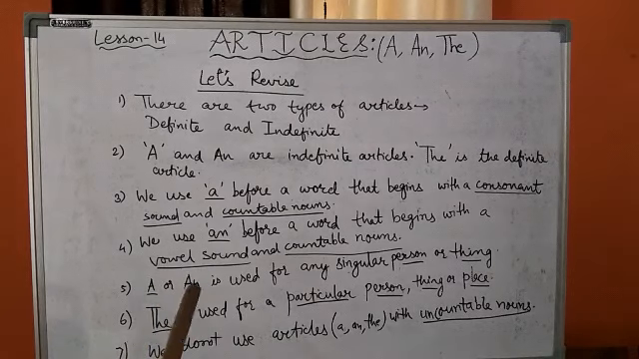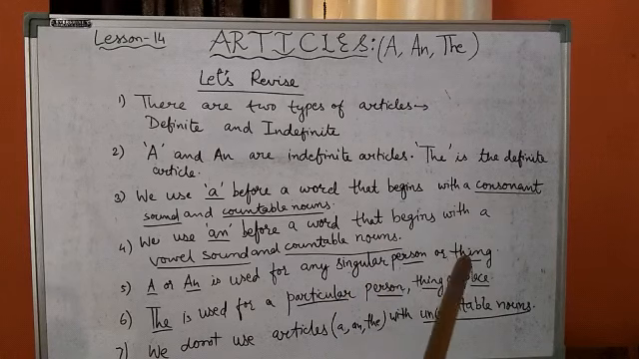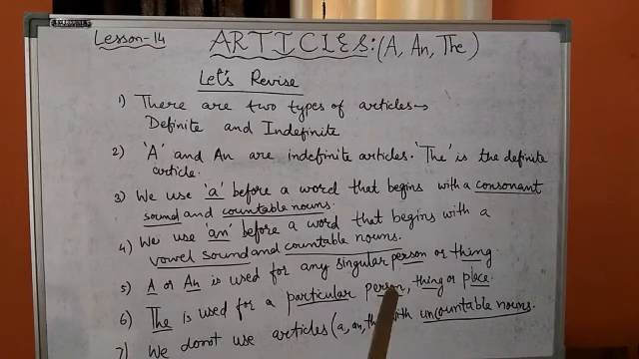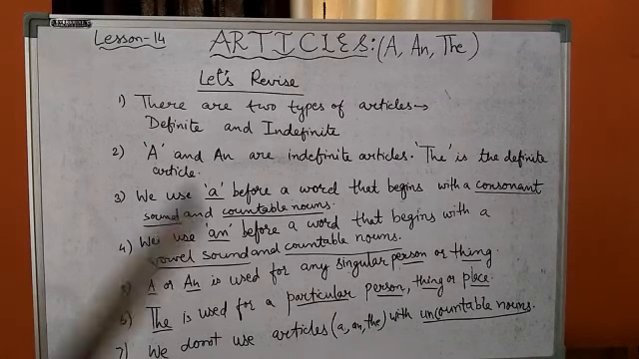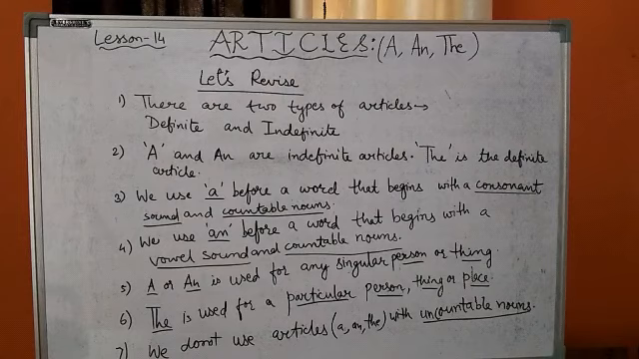Number 5. A or an is used for any singular person or thing. Singular means one. Number 6. The is used for a particular person, thing or place. Number 7 is the last point and very important. We do not use articles a and the with uncountable nouns. So students, hope you have understood this chapter.